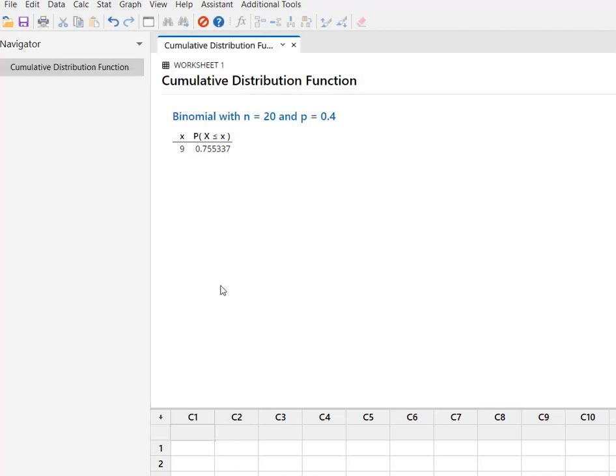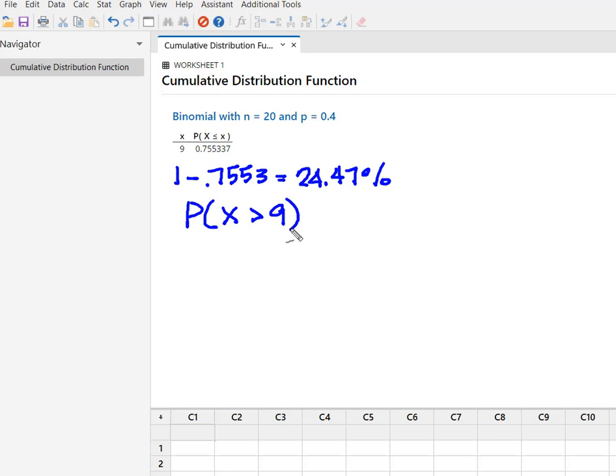I'm going to say OK. And I know I have about a 75.53% probability of there being 9 or fewer people who are afraid of heights. So now I know that 1 minus my 0.7553 is going to give me a probability of about 24.47%, and that's going to be the probability that X is greater than 9, because this 75% here is the probability that X is 9 or less.